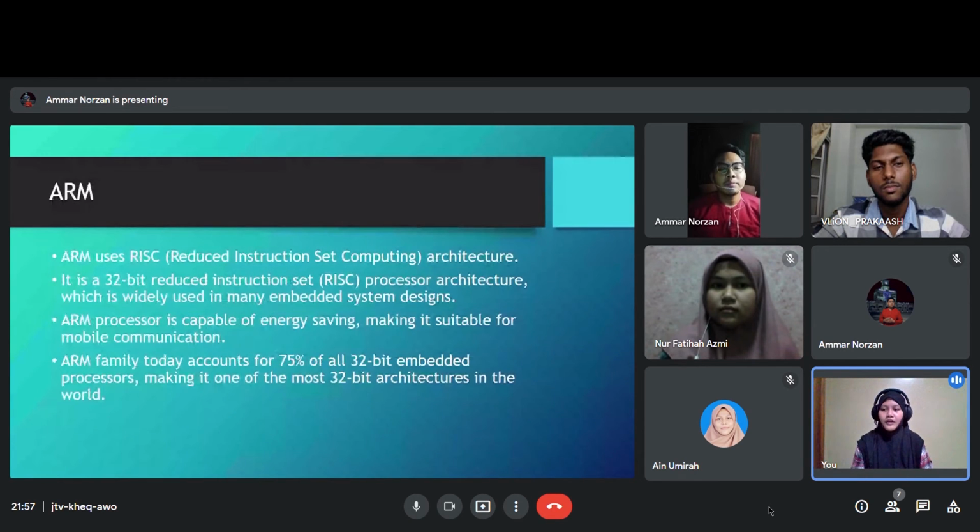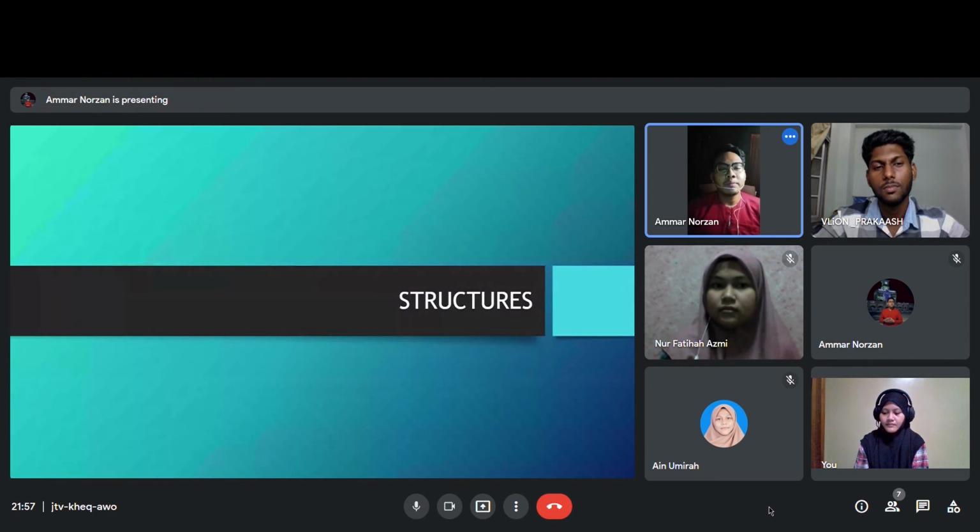So for ARM architecture, ARM uses RISC, which stands for Reduced Instruction Set Computing architecture. It is a 32-bit reduced instruction set, which is widely used in many embedded system designs. ARM processor is capable of energy saving, which makes it suitable for mobile communication. ARM family today accounts for 75% of all 32-bit embedded processors, making it one of the most popular 32-bit architectures in the world. Next, I will be talking about the structure of both processors, X86 and ARM operation types.